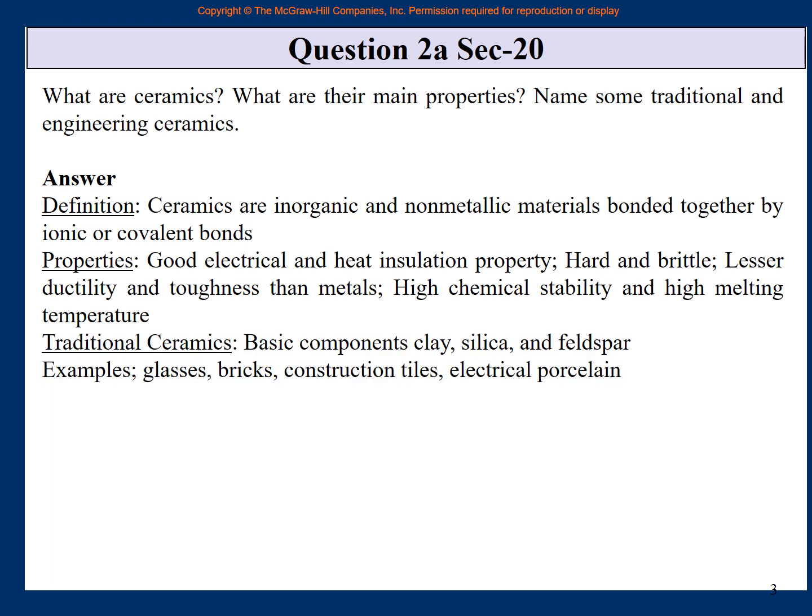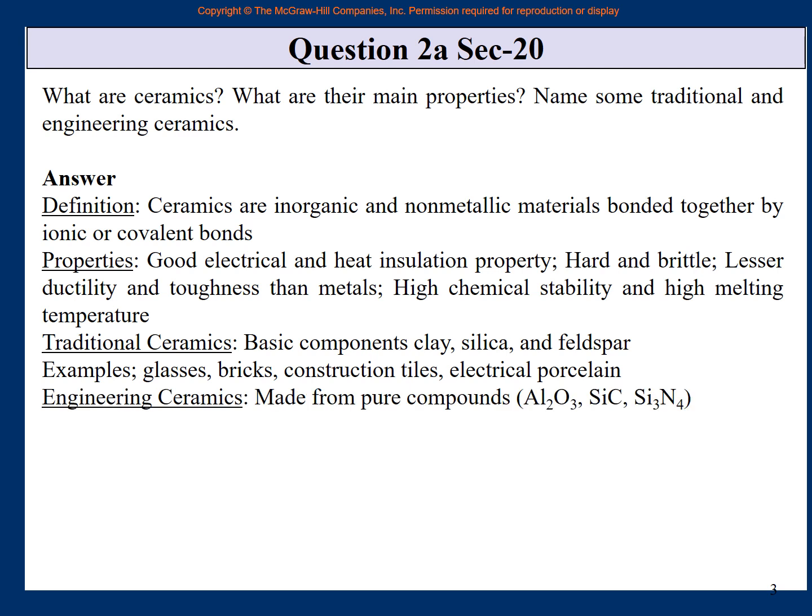Traditional ceramics, the basic components are clay, silica, feldspar, and examples of traditional ceramics: glasses, bricks, construction tiles, electrical porcelain, and so on. Similarly, the advanced or engineering ceramics are generally made from pure compounds, such as aluminum oxide, silicon carbide, silicon nitride. These are more modern ceramics.